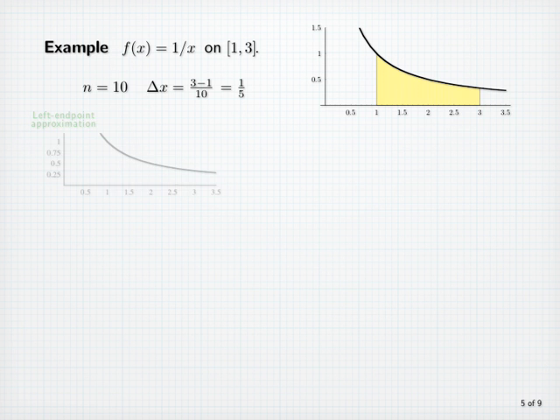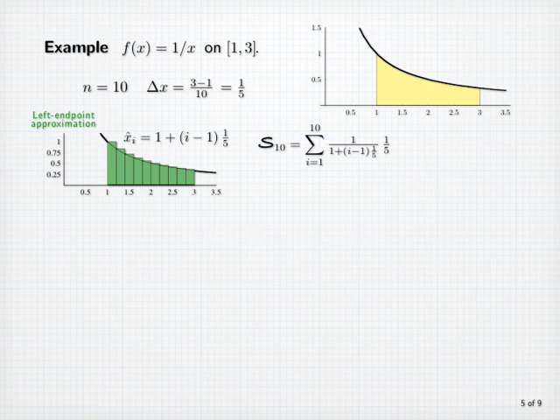1/5. To compute the left endpoint approximation with n equals 10, we'll note that x hat sub i should be 1 plus (i minus 1) times 1/5. So our sum, S10, is the sum from i equals 1 to 10 of f of x hat sub i times 1/5. Notice that multiplying the denominators in the summand results in the sum from i equals 1 to 10 of 1 over (5 plus i minus 1).